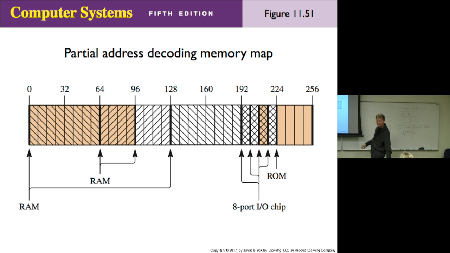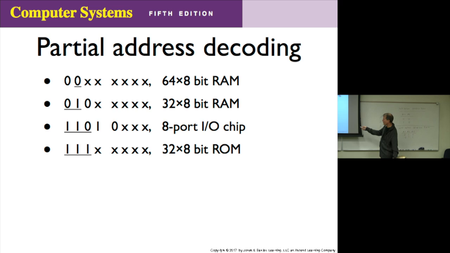And is there a clone of the ROM? Or did we use all the ones for the ROM? I don't think there's a clone. If we look at our ROM, we're using all the original ones that we needed anyway, so there's no clone of the ROM. Does everybody understand the concept of a clone?